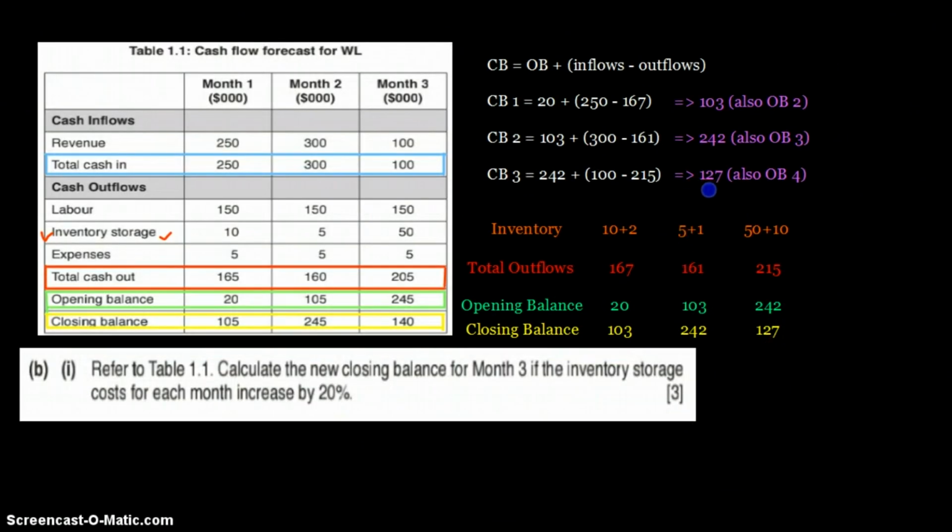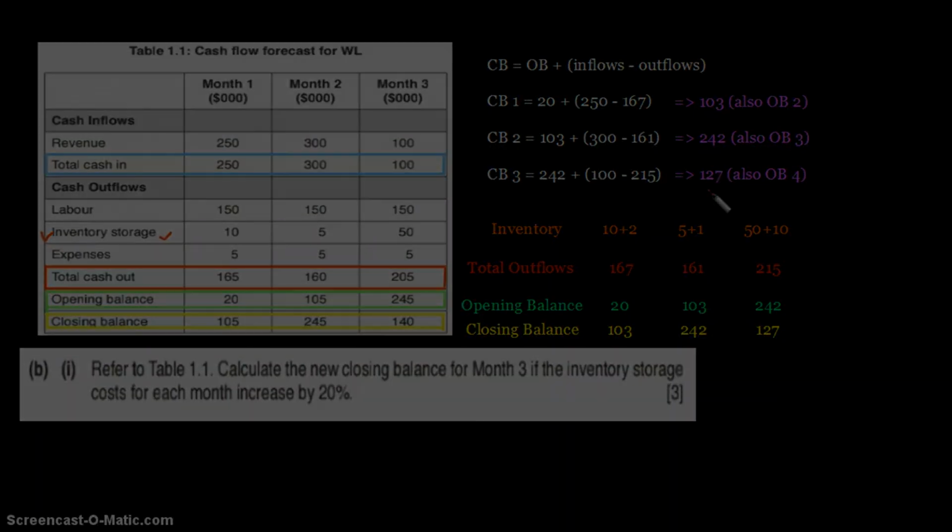So that's all for today. I hope we are now done with the overall understanding of cash flow forecast. In the next lecture, we're going to look at how we manage cash flow forecast.